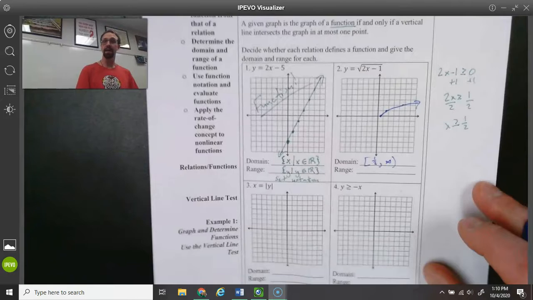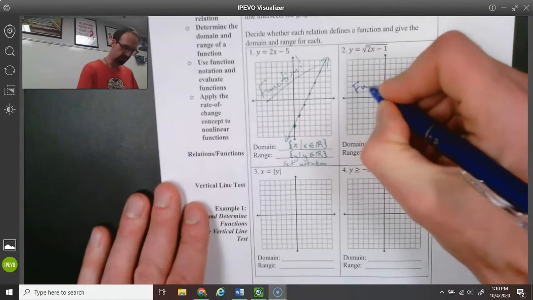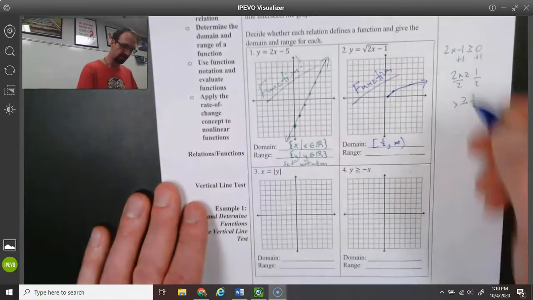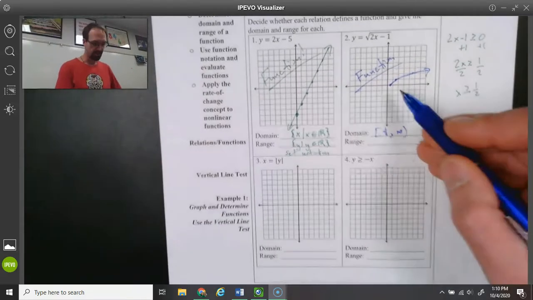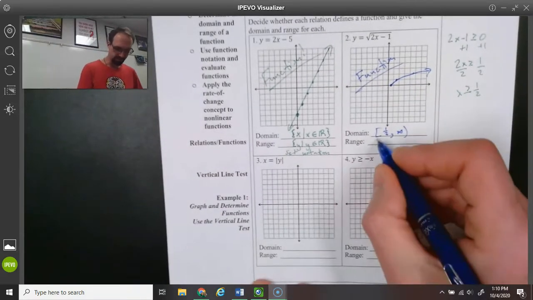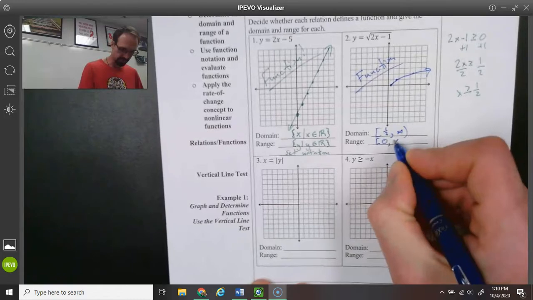Now, this is a function. It does pass the vertical line test. The range, we can see that it starts at 0 and then continues on. So 0 inclusive, continues on to infinity.